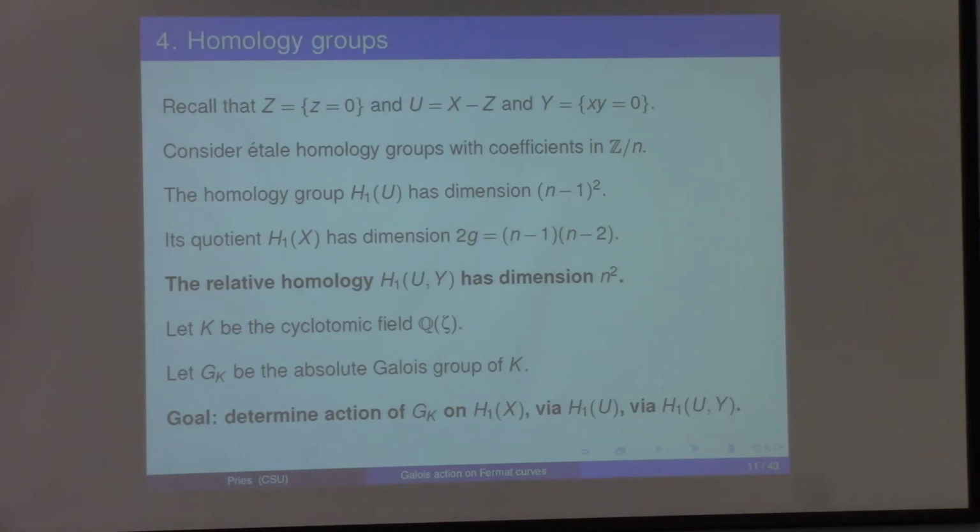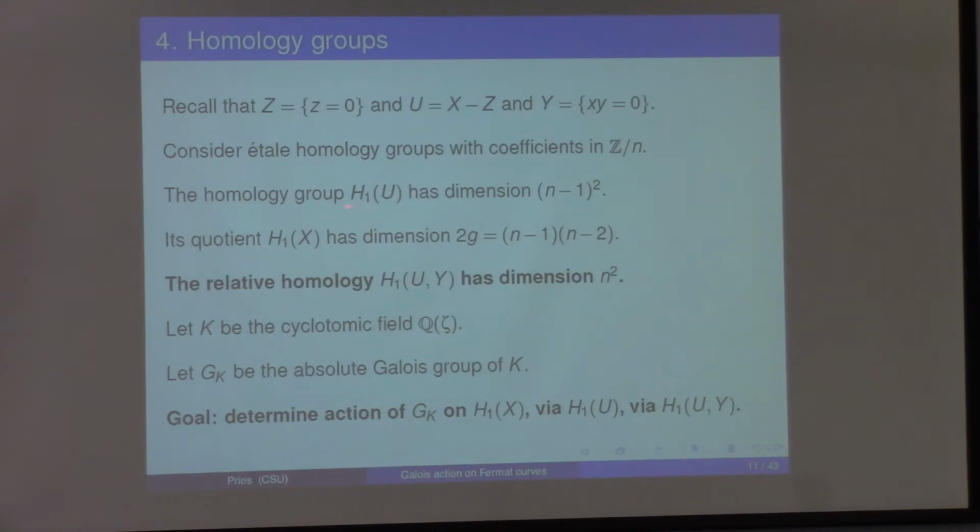And associated to the Fermat curve, we can then look at homology groups. These are étale homology groups that have coefficients in Z mod n. The one that is most familiar is the homology of the projective curve X, and that has dimension 2g. A slightly bigger homology group is H1 of U, which has dimension (n-1) squared. One way of thinking about this homology group H1 of U is as the abelianization of the étale fundamental group of U.